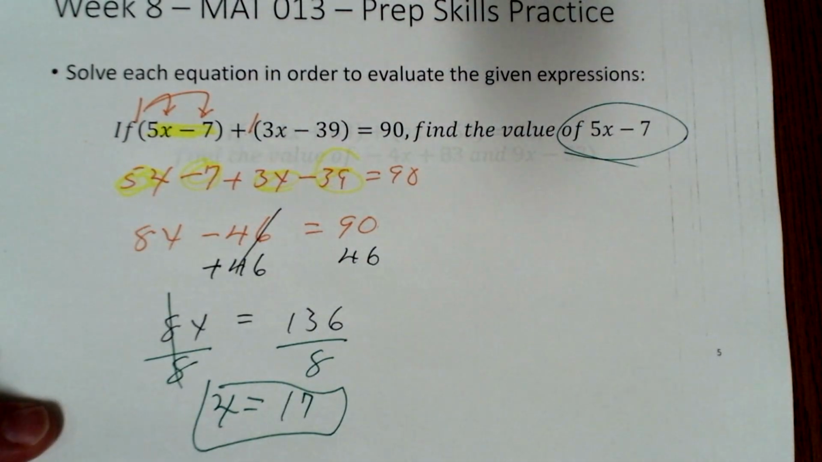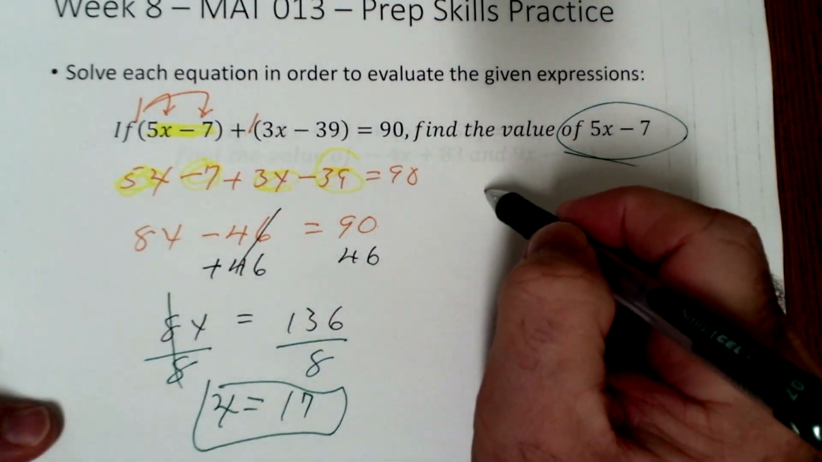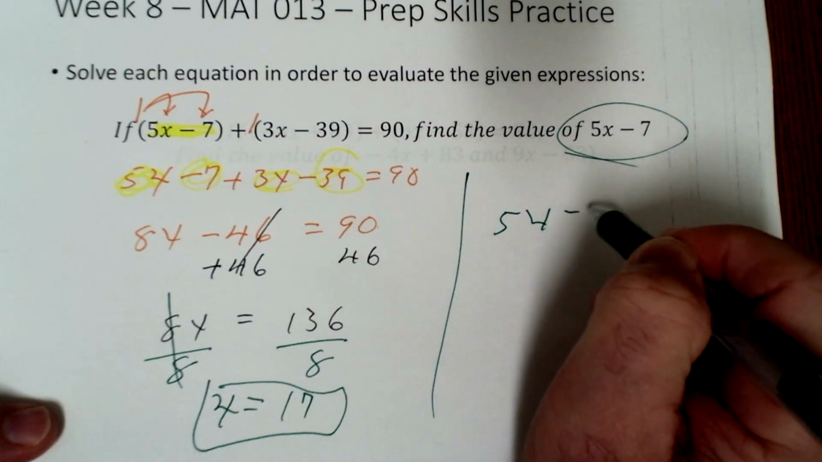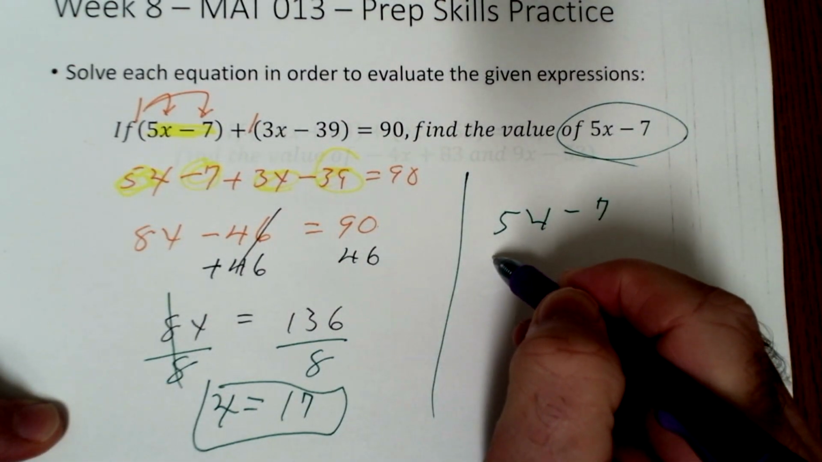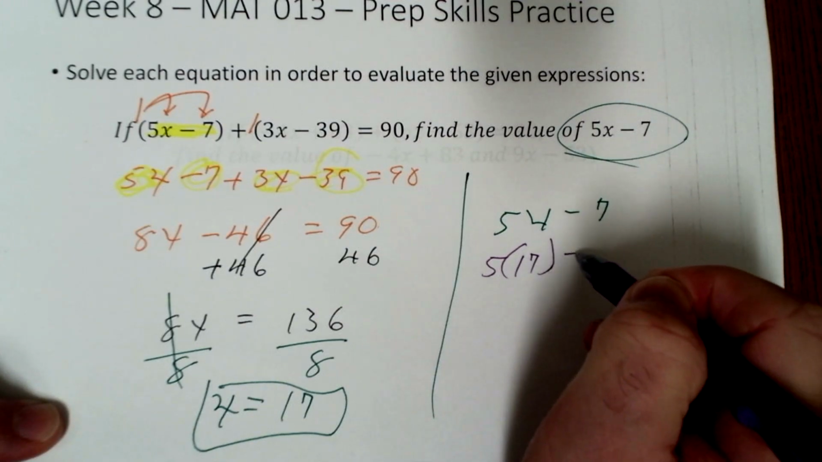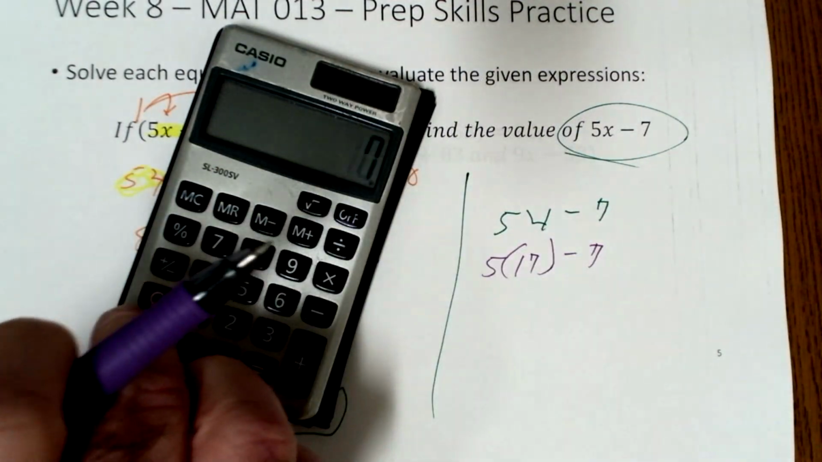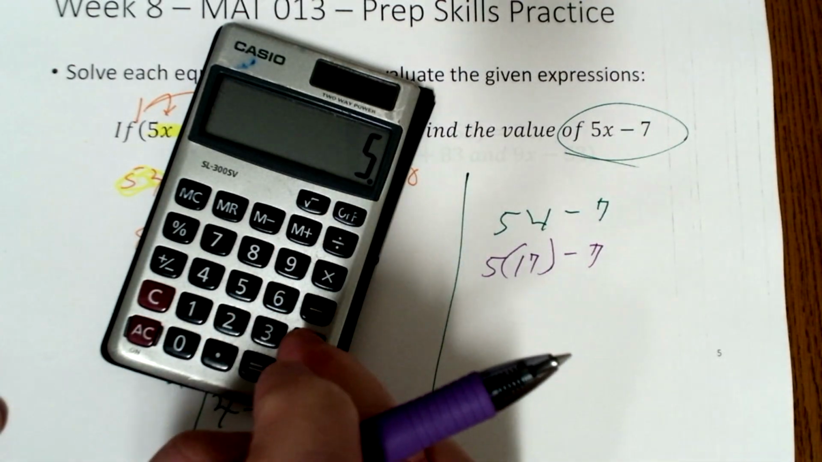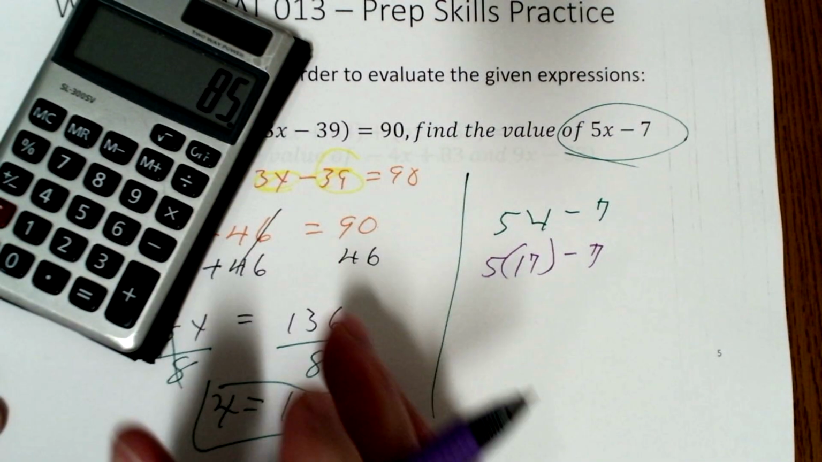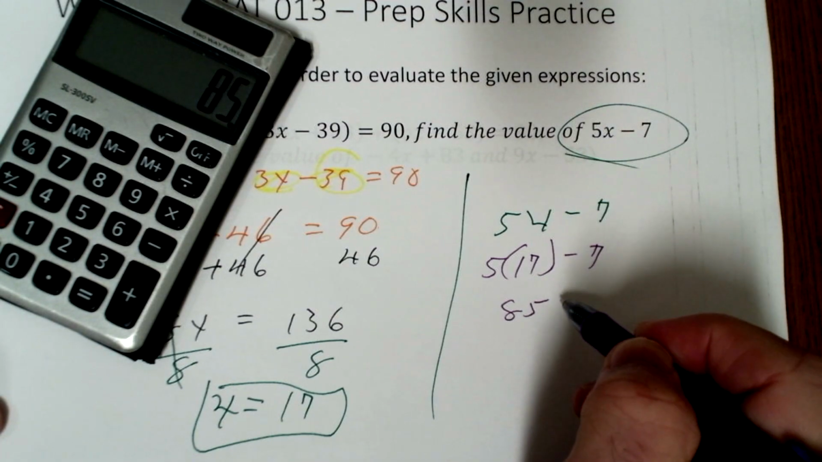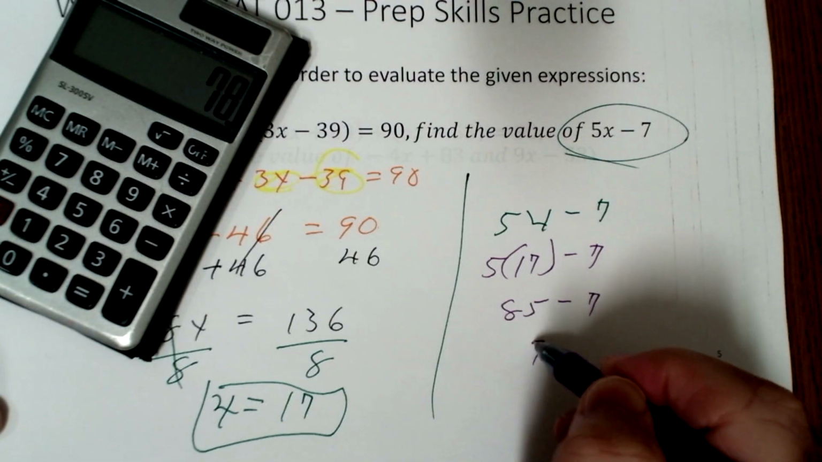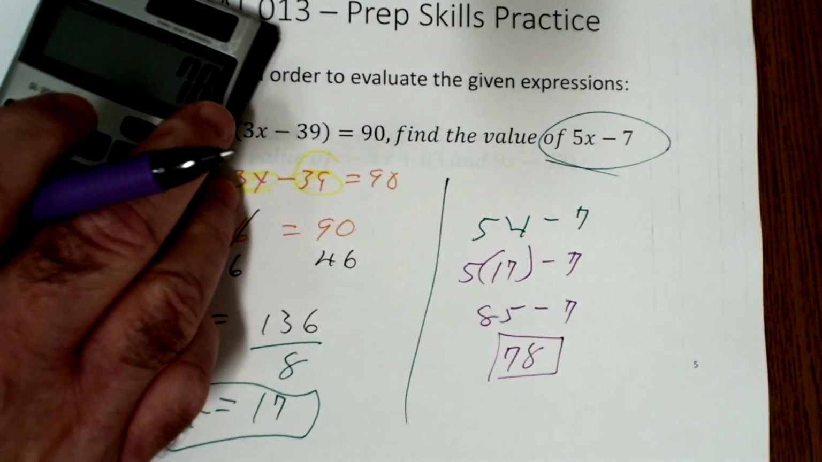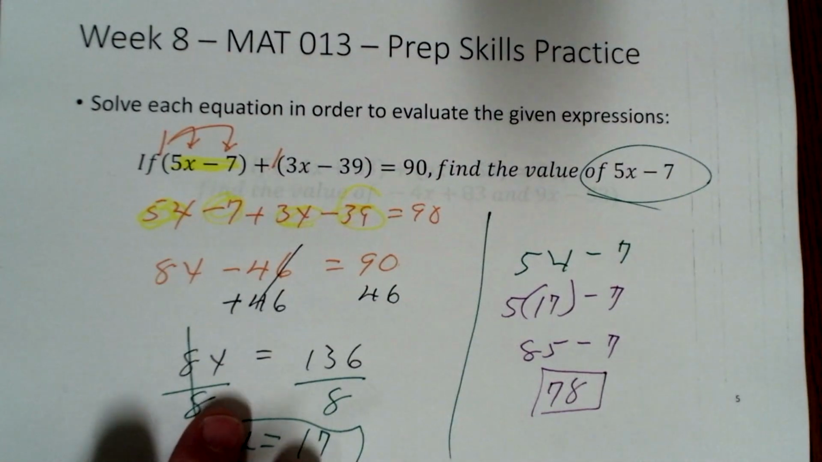We're being asked to evaluate this expression here. So we've got the expression 5 times x minus 7. Well, what is x? We now know that x is equal to 17. So we're going to insert 17 for x. 5 times 17 minus 7. And if we do that math, 5 times 17, we arrive at 85. Okay, and then minus 7, 85 minus 7, we arrive at a final solution of 78. So our expression evaluates to be 78.